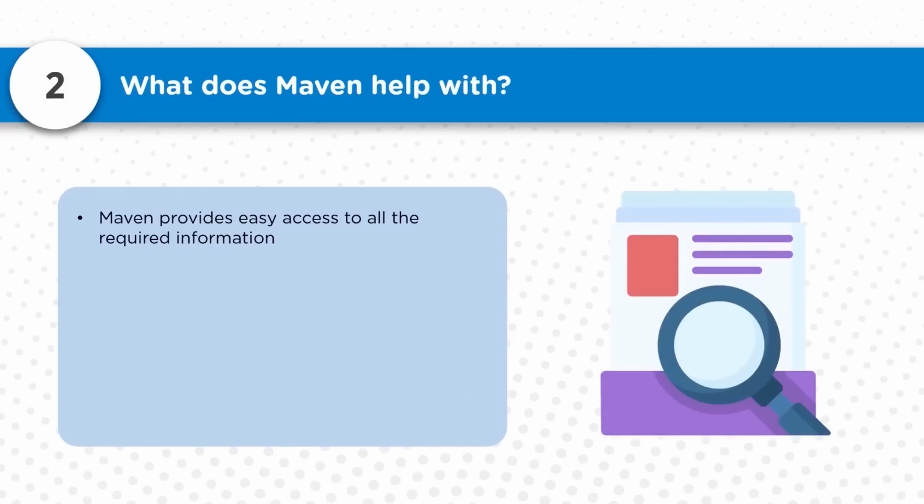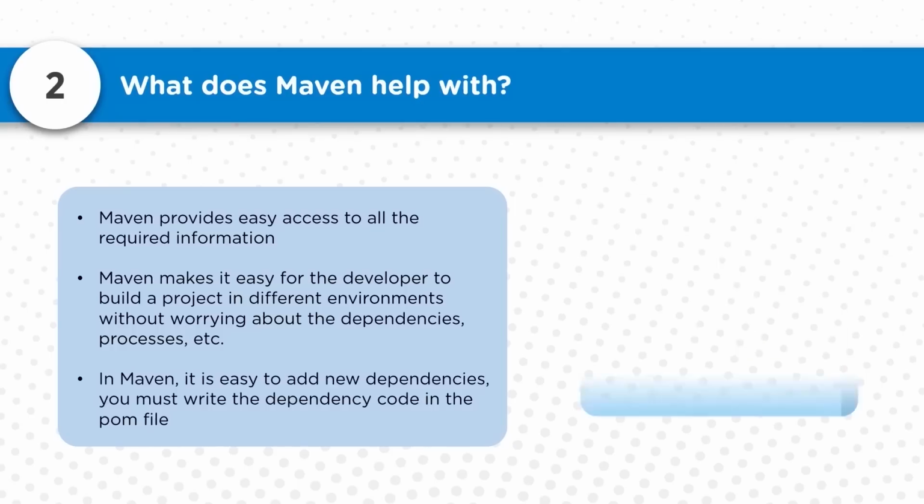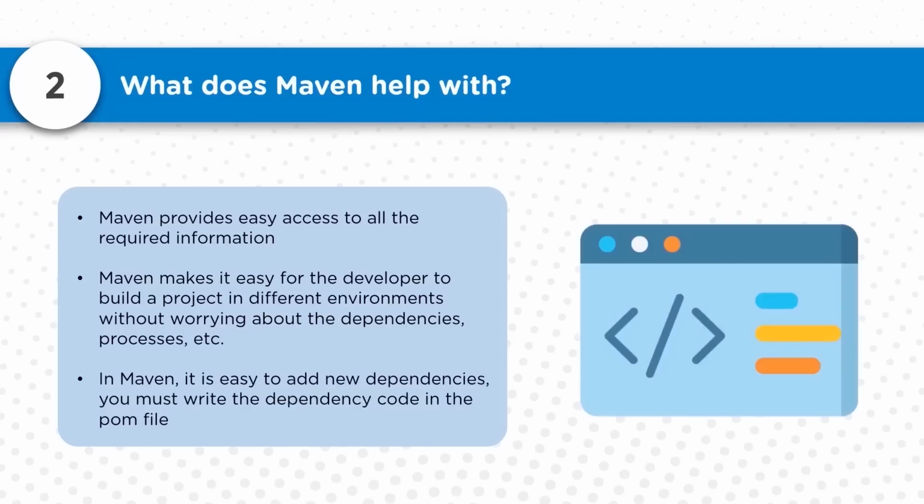Maven provides easy access to all the required information. It helps the developer build projects without worrying about the dependencies, processes, or different environments, because it's a tool which can be used on any platform, Linux or Windows. So they don't have to do any kind of conversions. All they have to do is add new dependencies and update them in the POM file, and depending on those dependencies, the source code will be built, and they don't have to refer to any third-party jar files. They don't have to play with the class paths during the build process. So no customizations are actually required with this one.